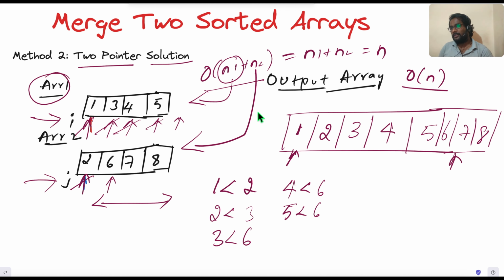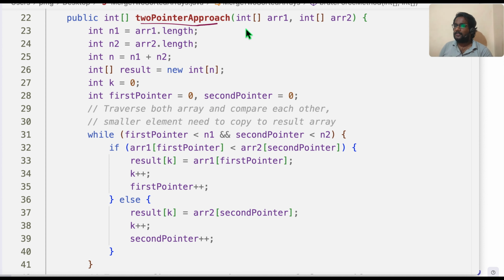So with this approach we'll try to implement the code and understand how it would look. This is the method name. We have two parameters, array 1 and array 2. These two lines calculate the lengths of both arrays. We are summing them up to create the result array. This is the index of the result array that we are maintaining.